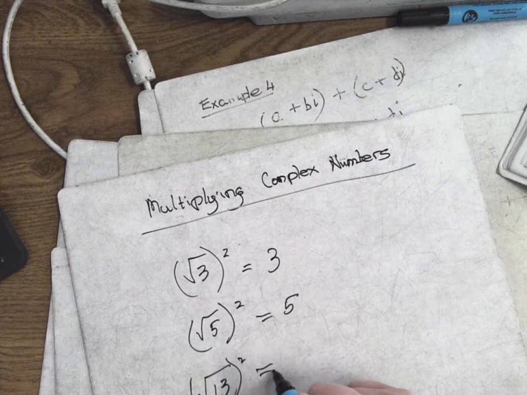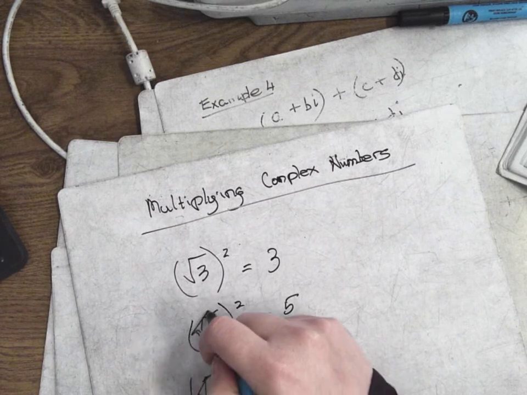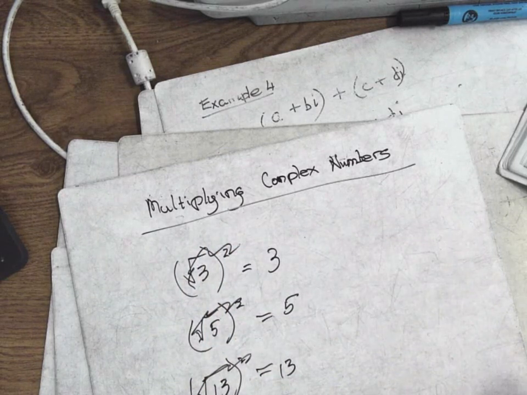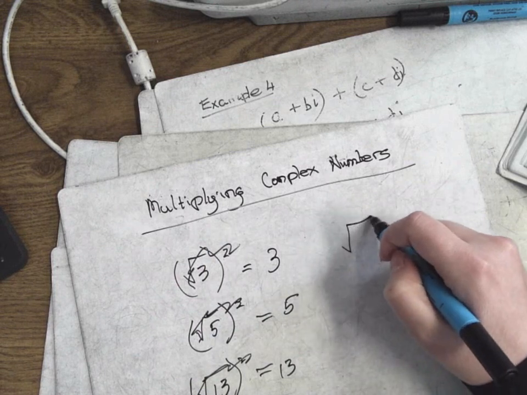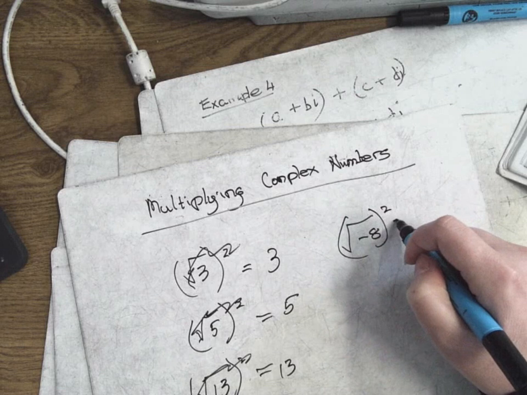13. So basically, a square root and a square are the opposite of each other, so they cancel each other out. Okay? Now, you don't have to remember that because you can do it on your calculator. Okay, for those. Okay, so if I had the square root of minus 8 squared, what would that be?